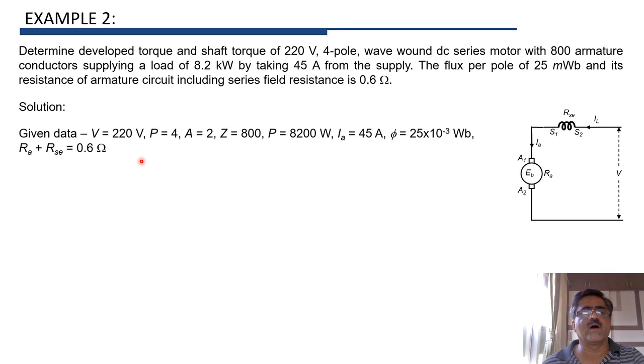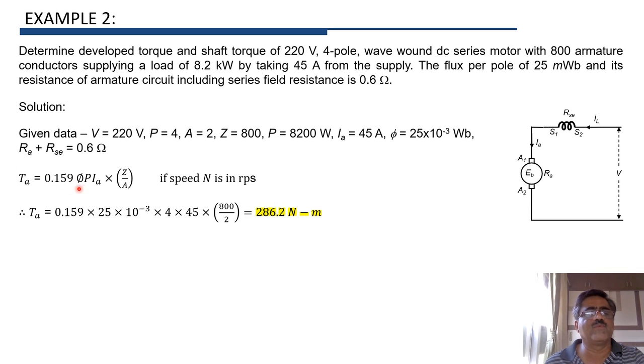So with this given data, we have to calculate Ta and Tsh. First of all, we can calculate Ta. Armature torque Ta is given by 0.159 phi P Ia into Z upon A, if speed n is in revolutions per second. So we can calculate Ta by substituting the value of flux, number of poles, armature current, number of armature conductors, and number of parallel paths. We will get Ta as 286.2 Newton meter.